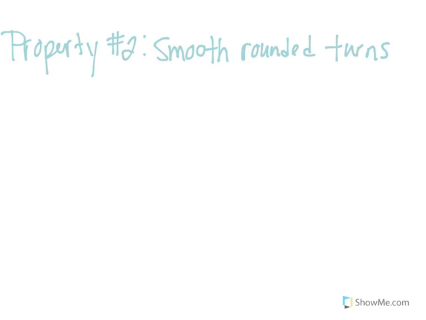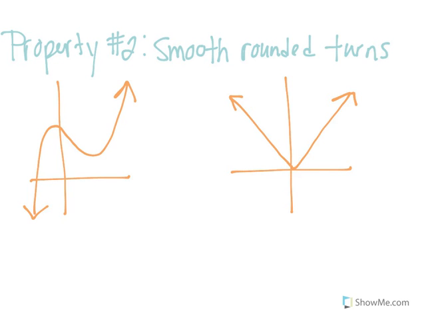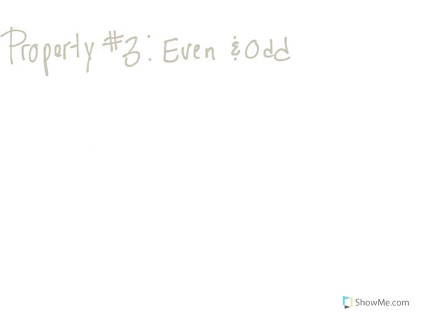The second property we're going to talk about is that they have smooth, rounded terms. And here's the basic difference. If you take a look at the graph on the left, notice that the parts that are rounded and curved are nice and smooth, right? Whereas in the picture on the right-hand side, this is the absolute value function, and it does go to a very sharp point. That is not a characteristic of polynomial functions. Polynomial functions are always very smooth, very fluid. The next property that we're going to talk about is that they can be even or odd.